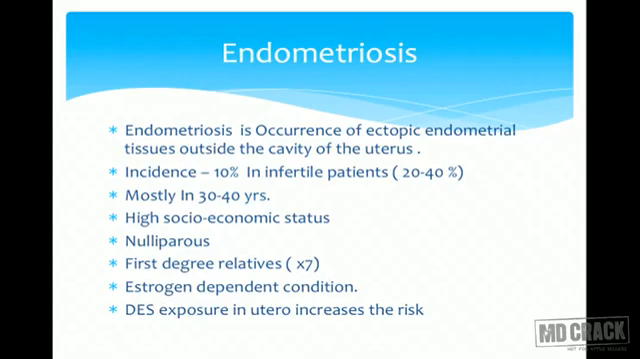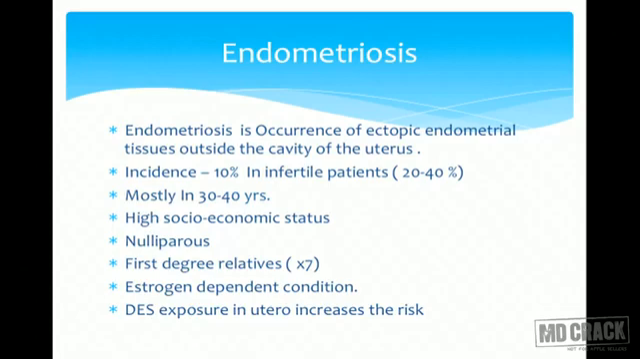What is the incidence? It's around 10% in the normal population, and in infertile patients the incidence is much more, that is 20 to 40%. Age group 30 to 40, the reproductive age group. Again seen in high socioeconomic status, nulliparous patients more. Maybe infertility and endometriosis go hand in hand.